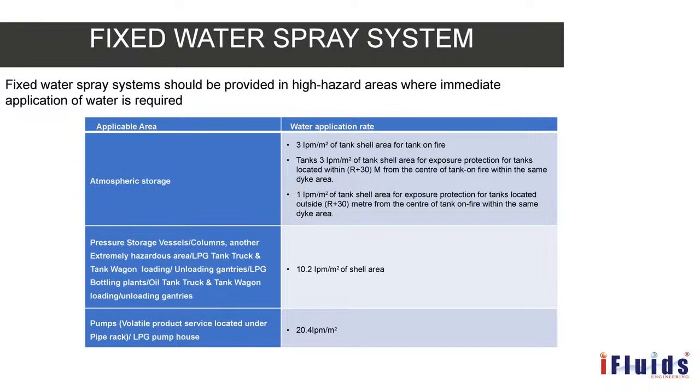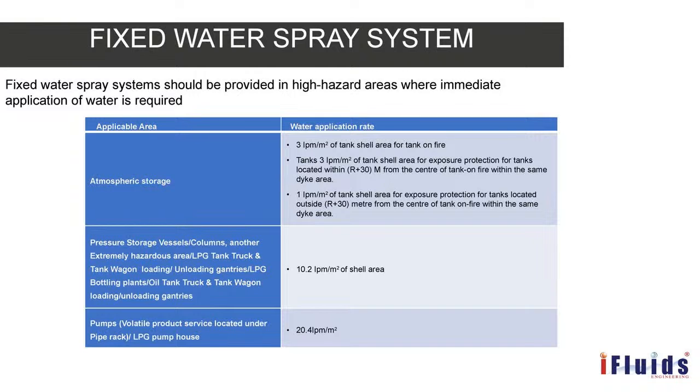If it is beyond this R plus 30 meter, then 1 liter per minute per meter square is required. So, with respect to the atmospheric storage tank, if it is with respect to the LPG tank truck area or gantry area or wagon area or pressure storage vessels or columns, then 10.2 liter per minute per meter square is required.